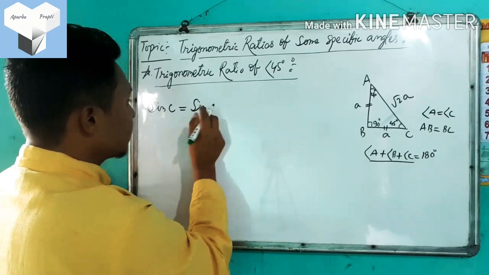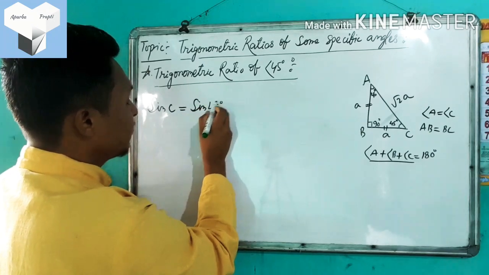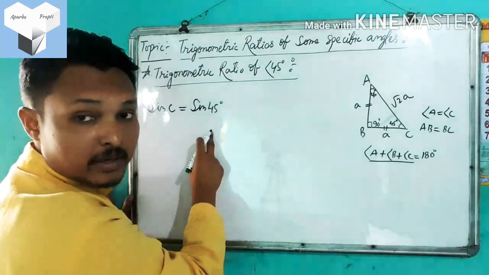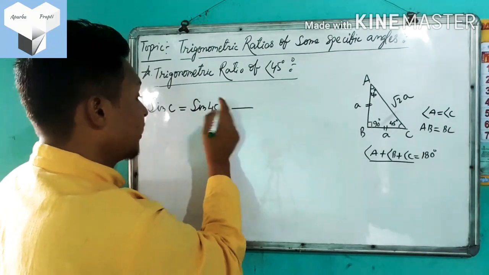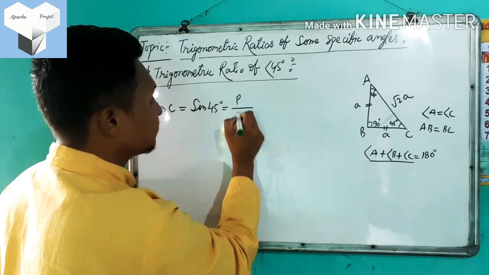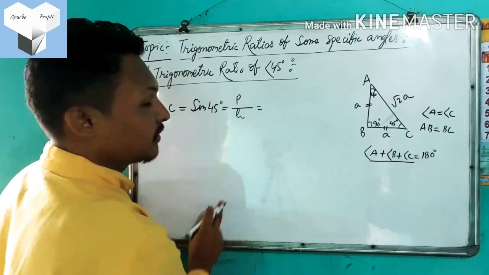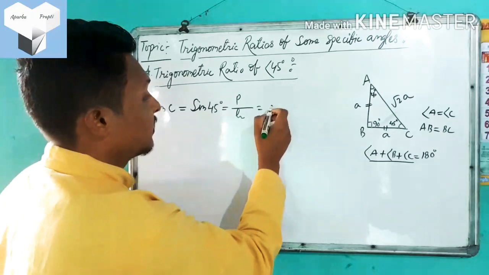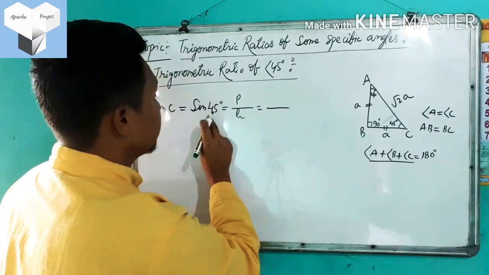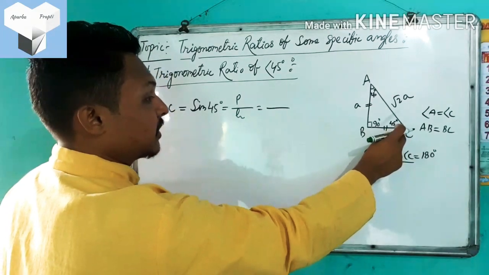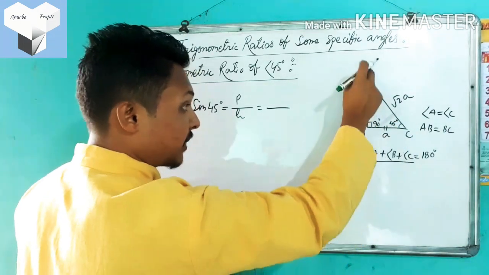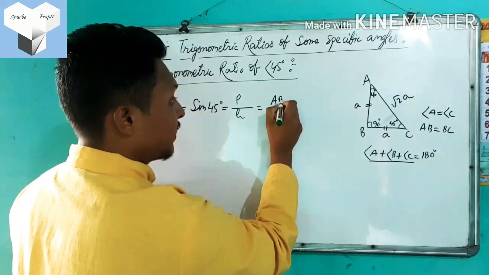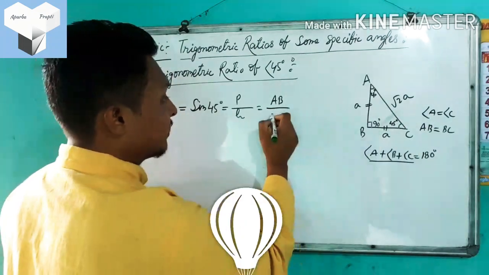The angle C measures how many degrees? 45 degrees. That means in place of C we can put 45 degrees. We know that sine theta, or sine 45 degrees, is always what, guys? P by H, that means perpendicular by hypotenuse. So with respect to angle C, which is the perpendicular? With respect to angle C, AB is the perpendicular, and the hypotenuse is AC.